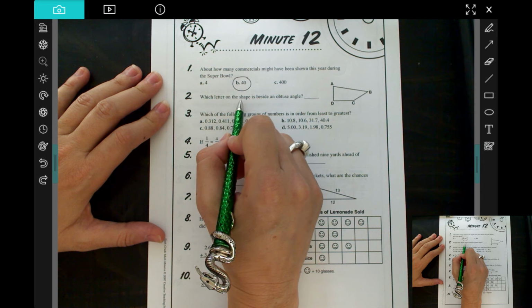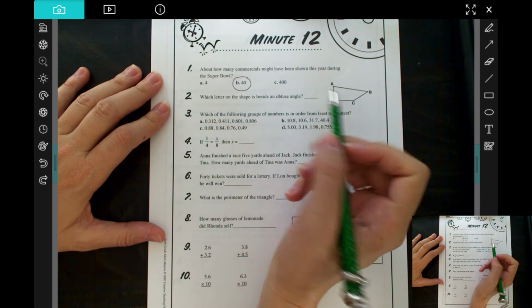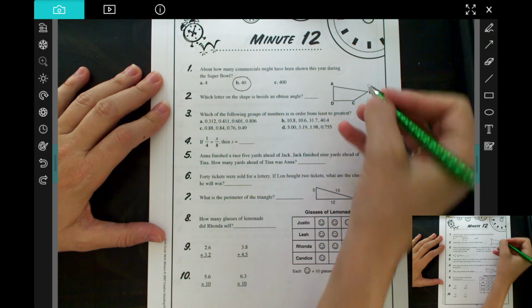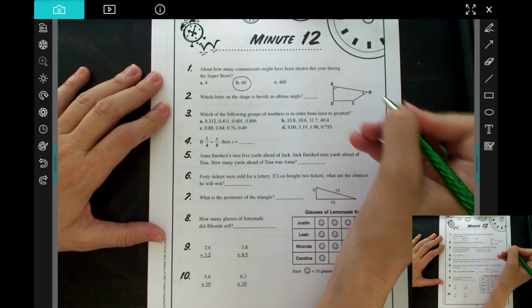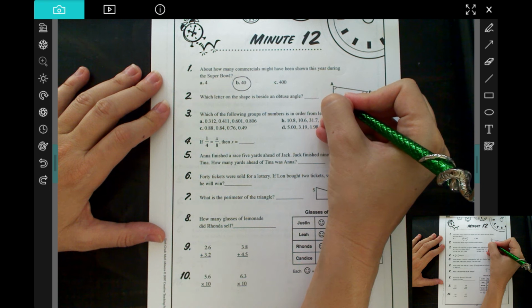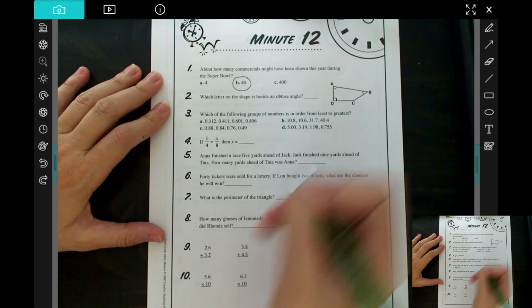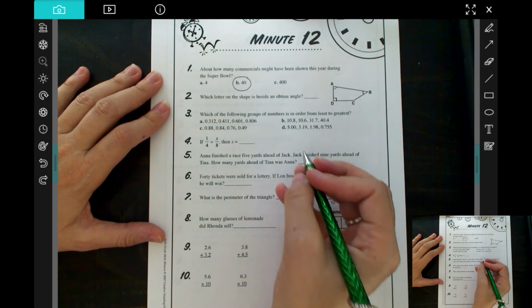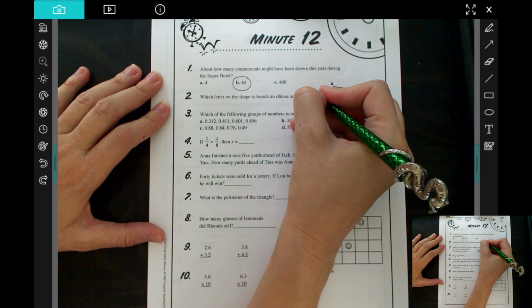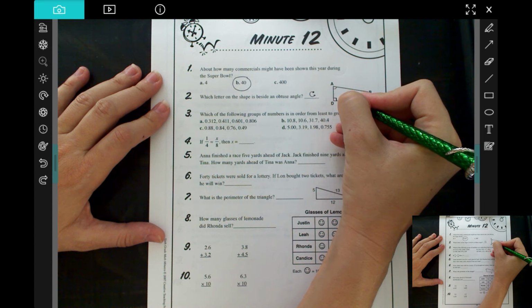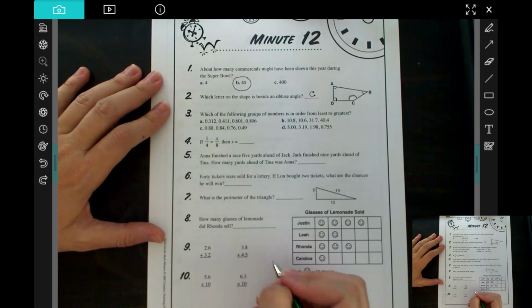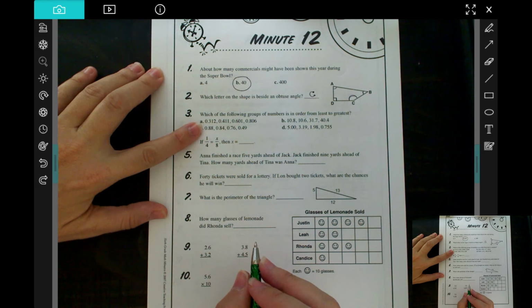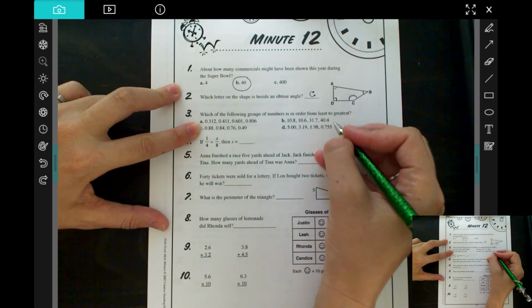Here we go. Which letter on this shape is beside an obtuse angle? Remember, if you're cute and little, you're acute. And if you're right, which might be this one right here, you're perfectly angled to create a square. And if you're obtuse, you're big and fat. So in this case, C goes over that 90-degree angle, and he's got a little bit of a belly going there.